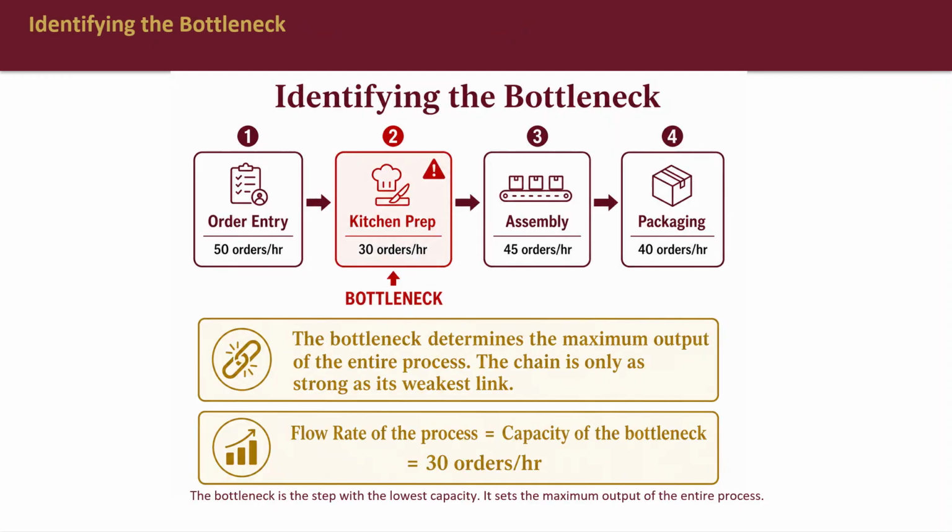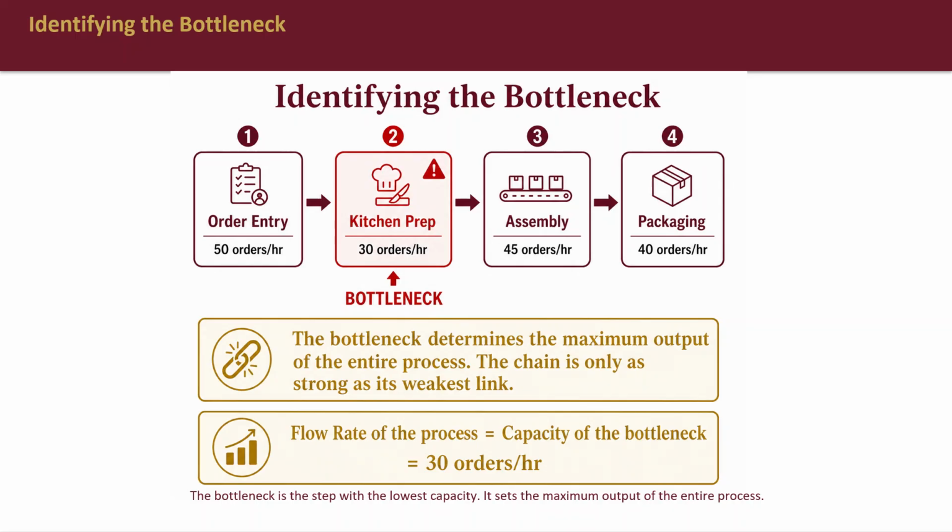So far we have measured the process as a whole. Now let's find the step that controls it. On screen is the bottleneck concept. Every step in a process has a capacity, a maximum number of units it can handle per hour. The bottleneck is simply the step with the lowest capacity. It is the weakest link.